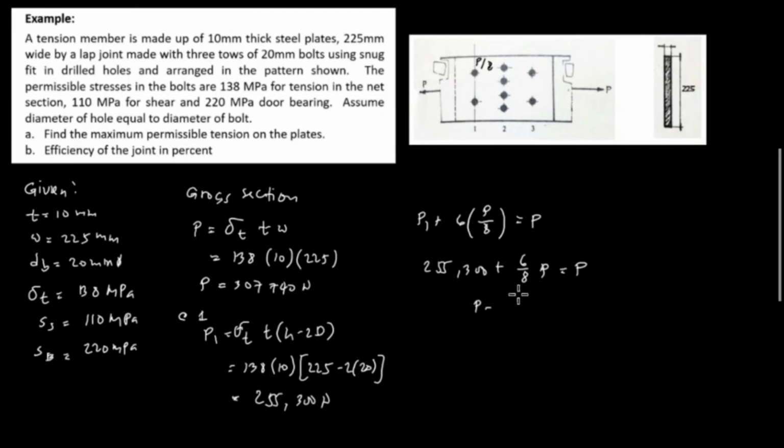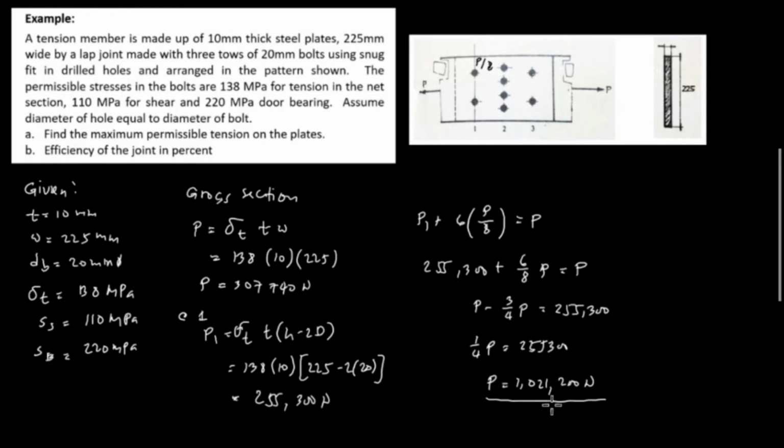P minus 3 over 8 P is 3 over 4 P, equate to 255,300. And this is 1 over 4 P equals 255,300. So 1 over 4 P is 255,300, and P is equal to 1,021,200 Newton. So we have at section 1 a value of P which is 1,021,200 Newton, or 1 mega Newton.